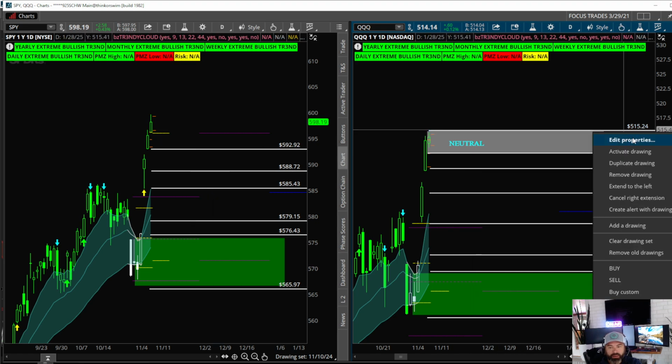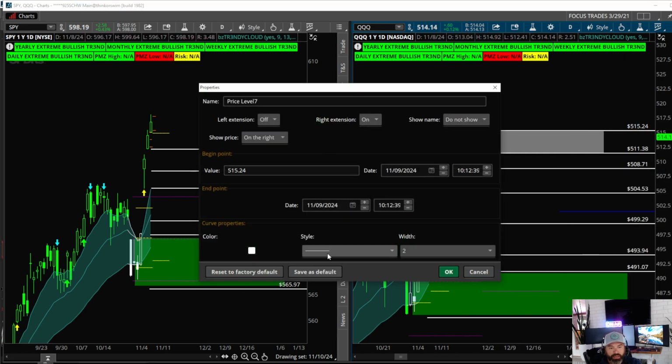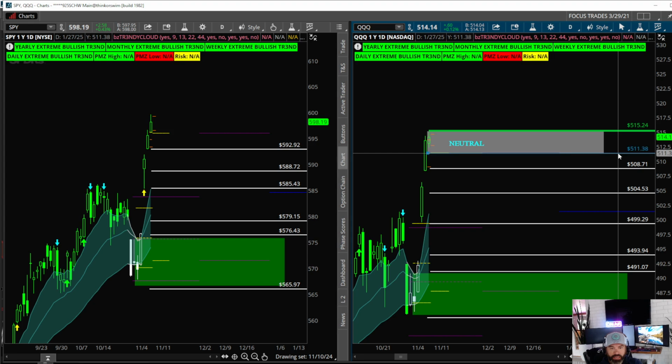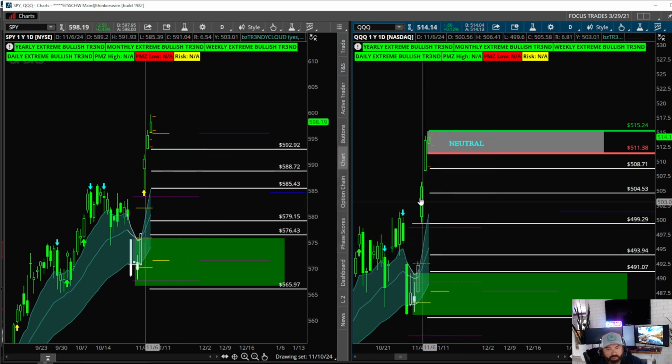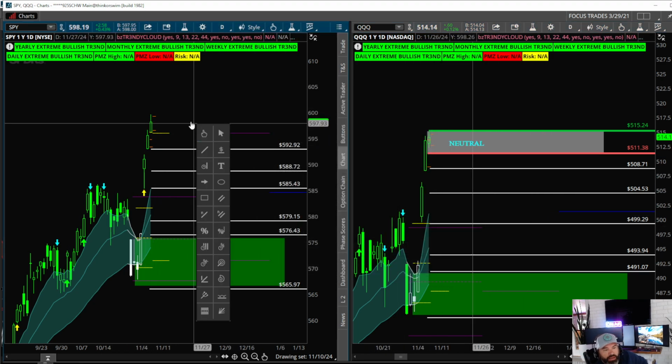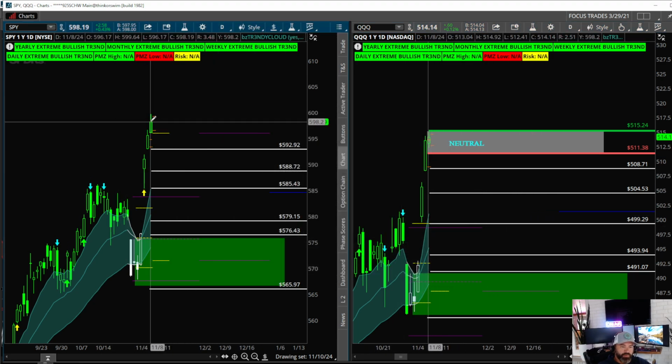And then we're going to make this one green, because if it goes over, we're looking to go long. And if it goes under, we're looking to go short. Just like that. All right, so same thing up here on the ES, or on the SPY.